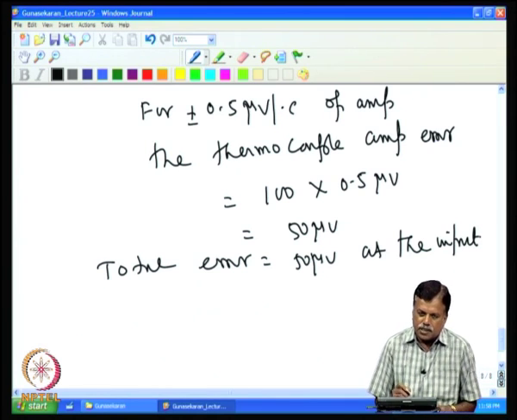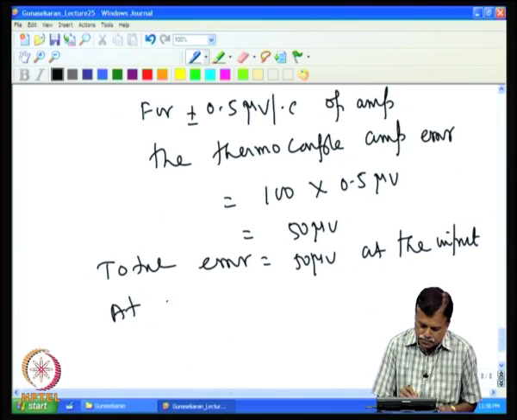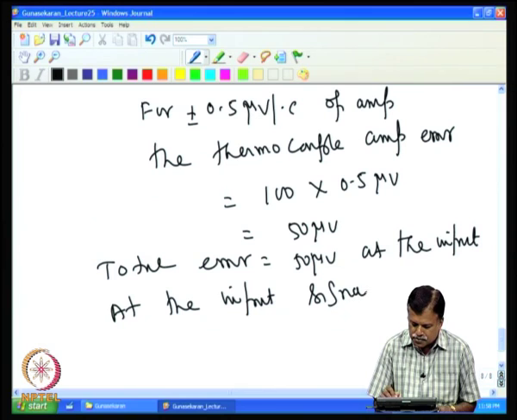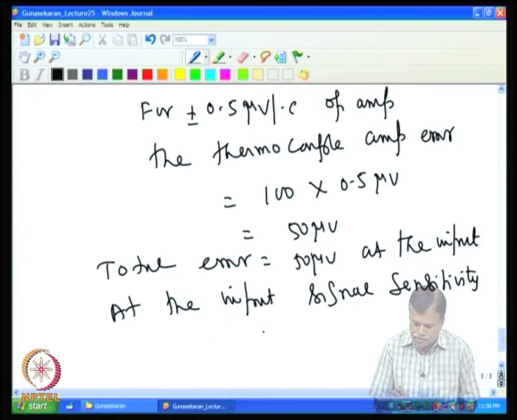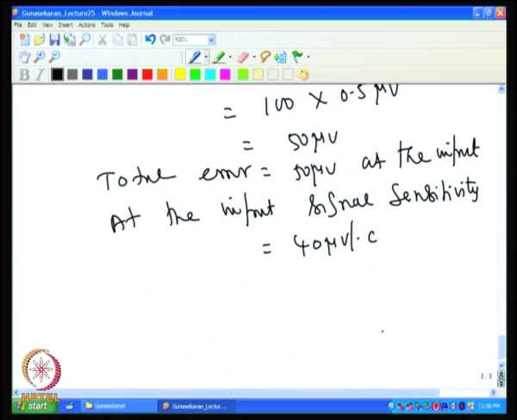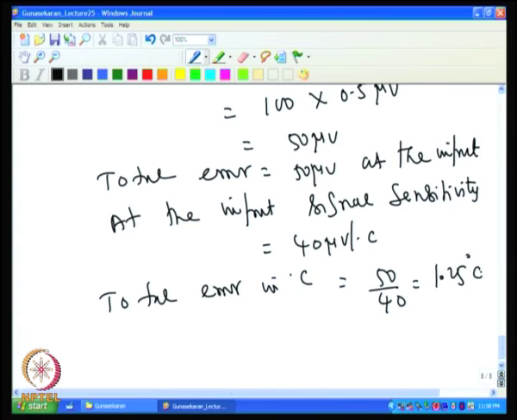But at the input, the signal sensitivity is 40 microvolt per degree C. So, the total error in degree C would be 50 by 40 microvolt, that comes to 1.25 degree C error. So, if I use LM714, then I will get error of only 1.25 degree due to offset voltage drift.